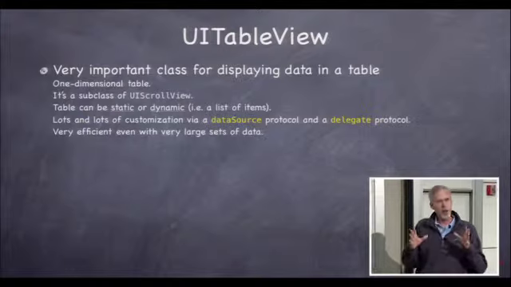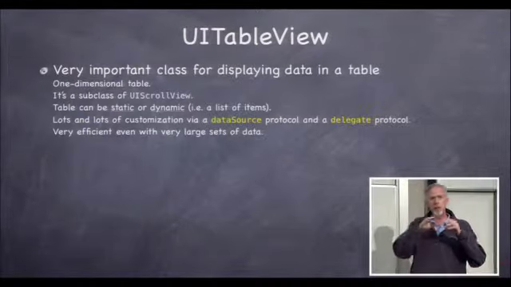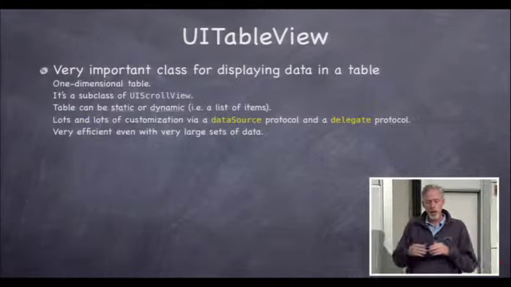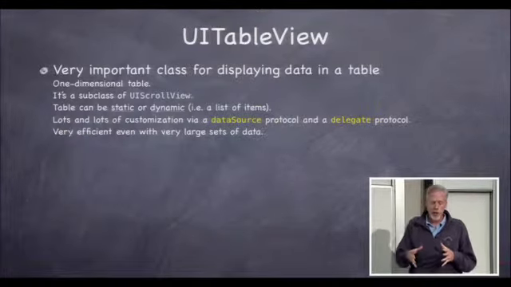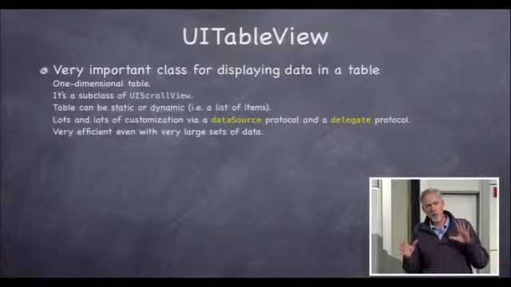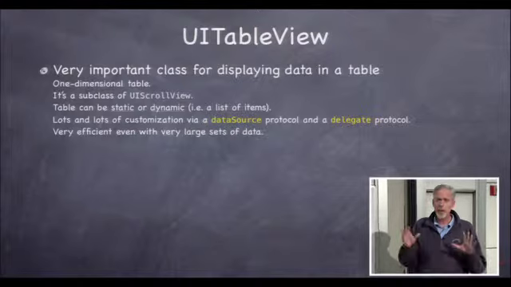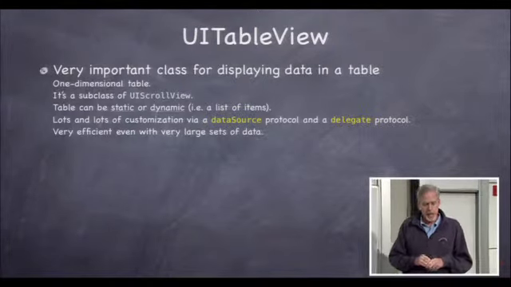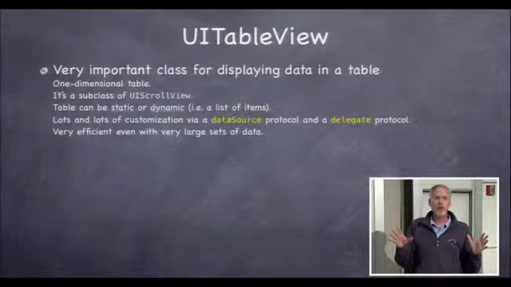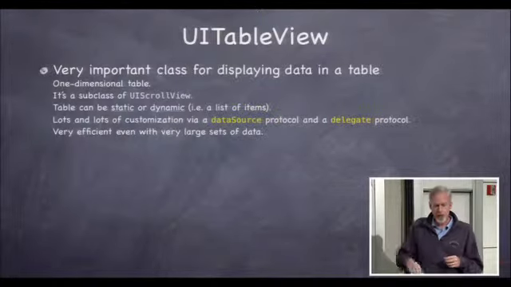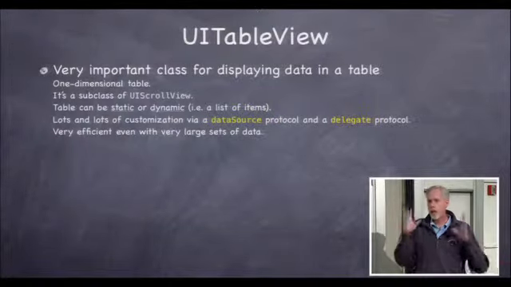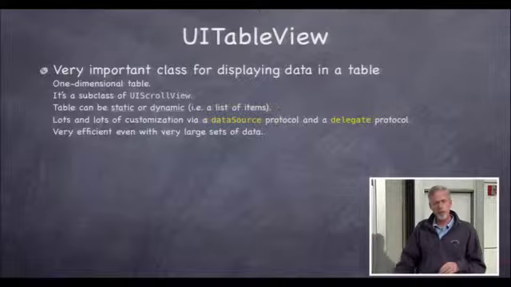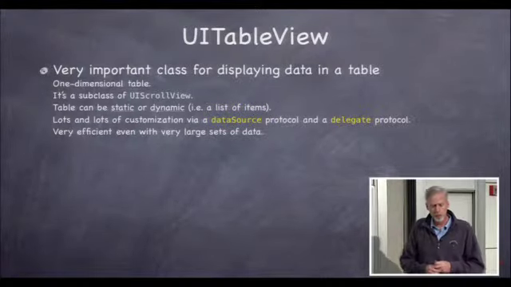It's a one-dimensional table. It's called a table, and people think of a table as like a 2D table, rows and columns. But really, it's one-dimensional or 1.5 dimensional, we sometimes say about table view because of sections, and you'll see that in a second. It's a subclass of UIScrollView, right? So it's a scrolling list. And it can be static or dynamic. Static meaning the thing's fixed. Dynamic means it's a list of items that's pulled from somewhere.